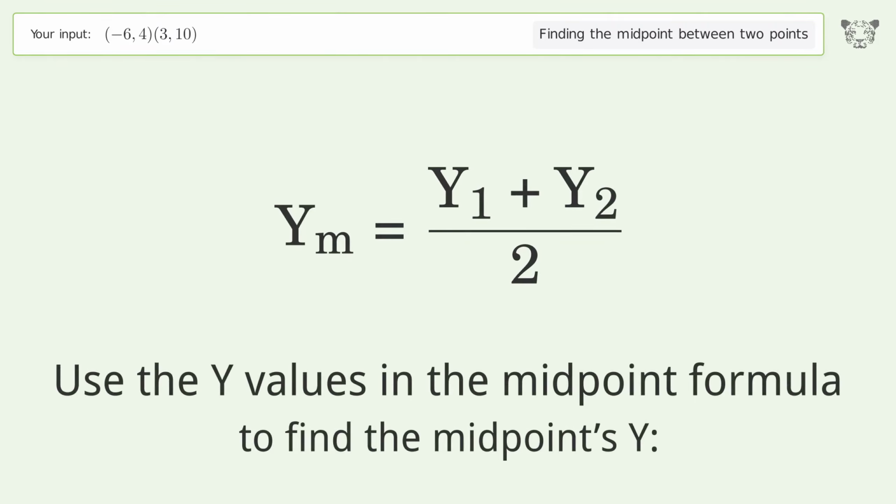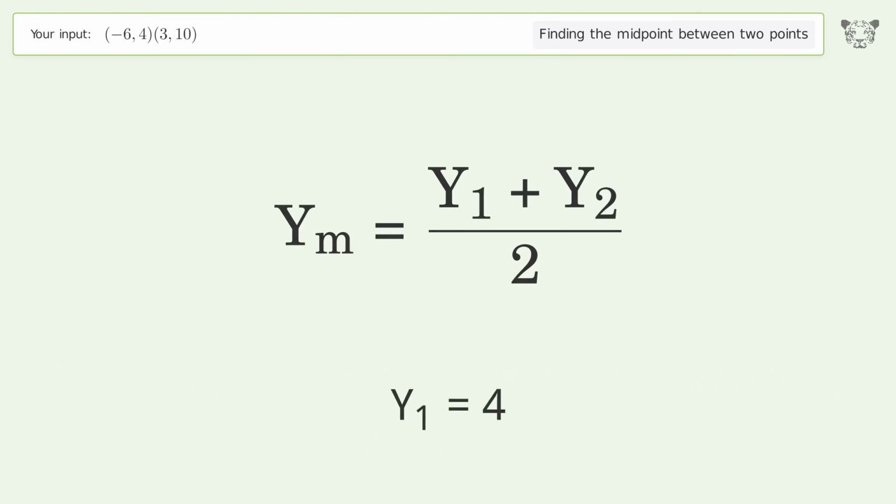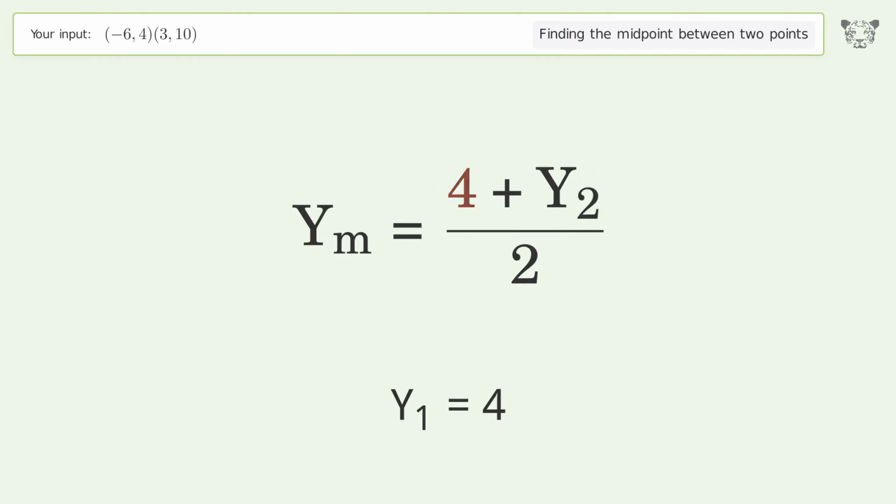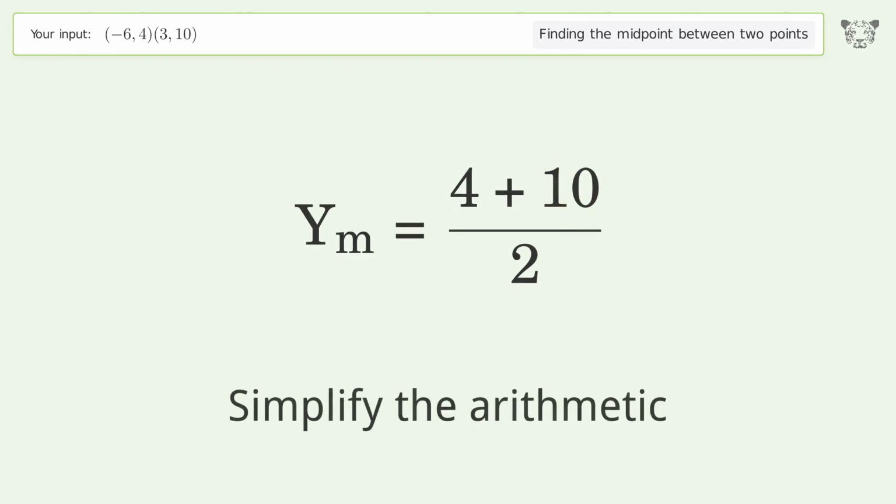Use the y values in the midpoint formula to find the midpoints y. y1 equals 4. y2 equals 10. Simplify the arithmetic.